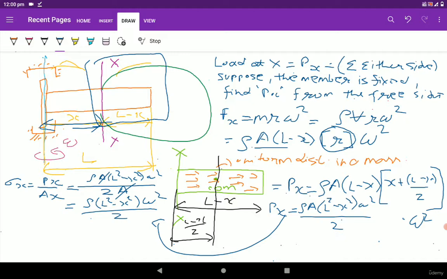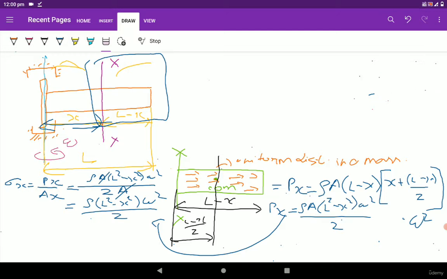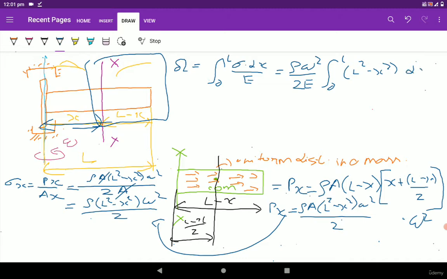Now in order to calculate the change in length, delta L, we will use the equation for a varying quantity, integral from 0 to L of sigma dx upon E. So we write rho omega square upon 2E, integral from 0 to L of (L square minus x square) dx. After simplification we get rho omega square by 2E times [L square x minus x cube by 3] from 0 to L.